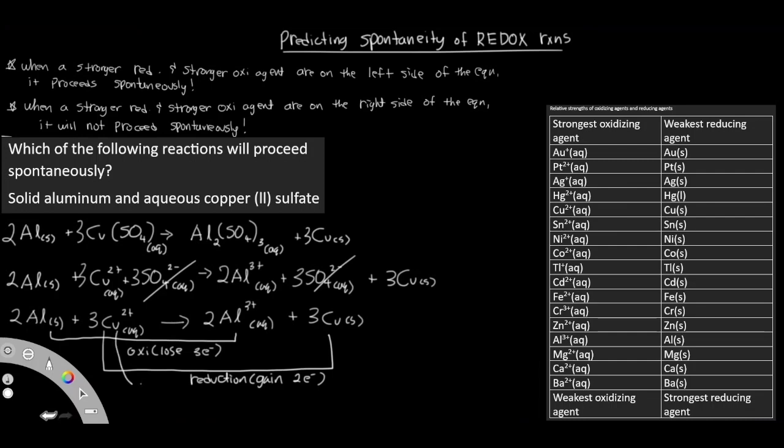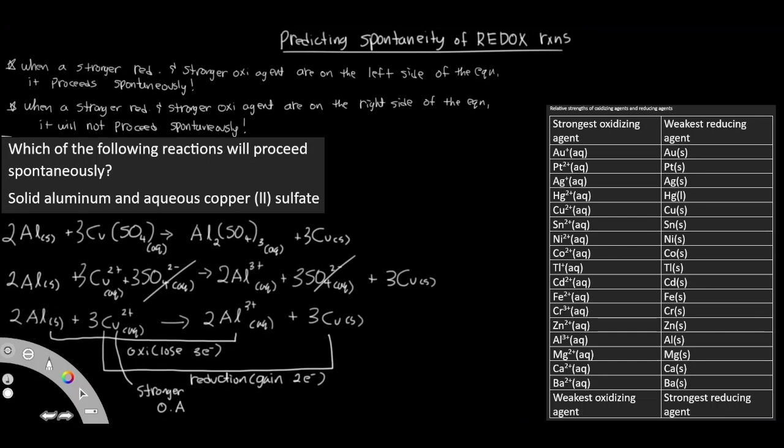So I'll just put here stronger oxidizing agent. I'll just put OA, okay? So that is for the Cu2+. What is being reduced? So this Cu2+ was the one that was being reduced. So what is helping that to be reduced? It's obviously the Al. So Al is the reducing agent.